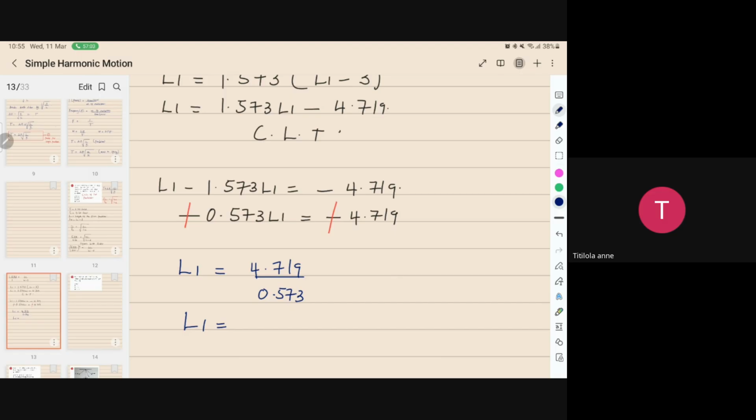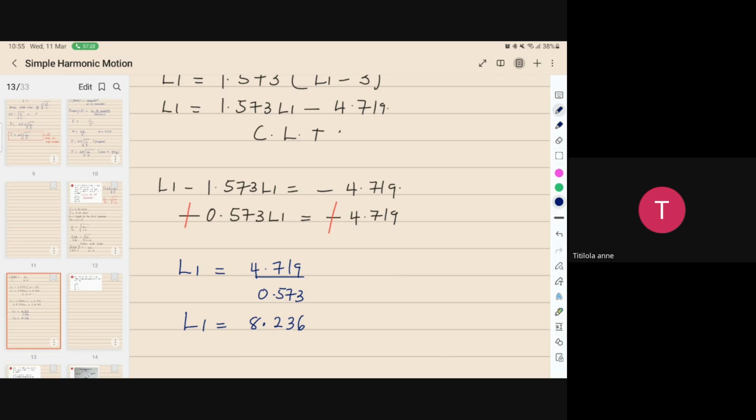So I have 4.719 divided by 0.573. In this class, you guys should be punching. That's how a class should be. I cannot be the defender, the striker, and the goalkeeper at the same time. So this is 8.236 to 3 decimal places. Now we've obtained the value of L1, right?